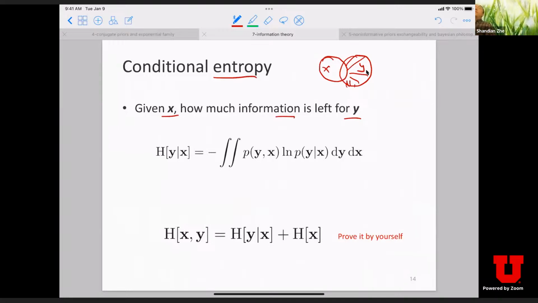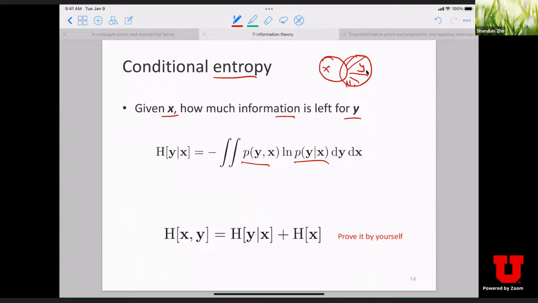Okay? So the definition is as follows. It's the negative integral of P, the joint probability of x and y. And now, in the logarithm part, it's the logarithm of the conditional probability of y given x. And then you integrate over y and x.